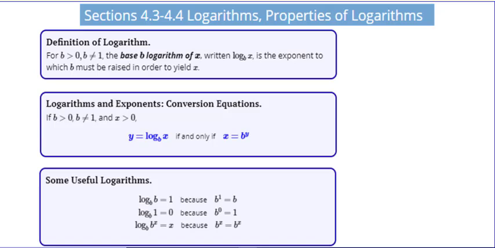For b greater than 0 and b can't be equal to 1, the base b log of x, written log base b of x, is the exponent to which b must be raised in order to yield x. Well, that really doesn't make a lot of sense because that's a mathematical definition, but as we progress through some of these problems, it's going to become evident what that really means, when we're changing things over.